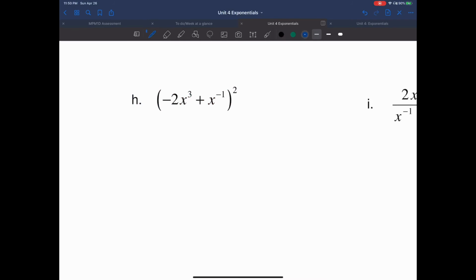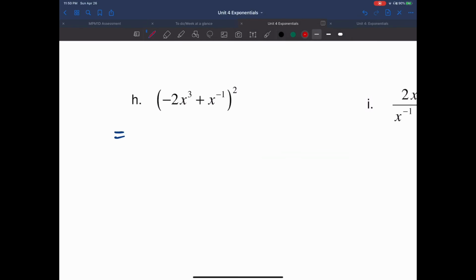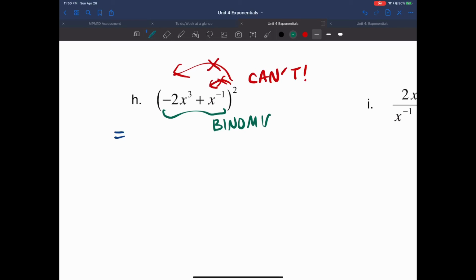Okay, so for h, you might be tempted to distribute that 2 into the brackets like we've been doing. But notice that it is a binomial inside. So you need to ask yourself whether we could do that or not. No, we can't do that, and we have to FOIL it out instead. It's a binomial, therefore we need to use FOIL.